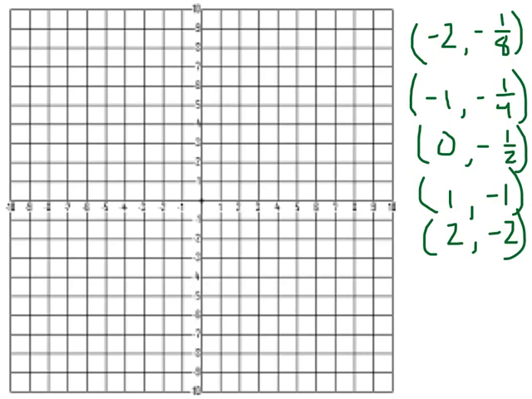So the tables on the previous slide gave us these points here, and we'll just go ahead and plot them. -2 and -1/8, that'll be just underneath the x-axis. -1 and -1/4. Remember, the smaller the denominator, the further away from 0 it is. The bigger the denominator, the closer it is to 0. So when we're doing those fractions, we're kind of estimating. 0 and -1/2, 1 and -1, 2 and -2.